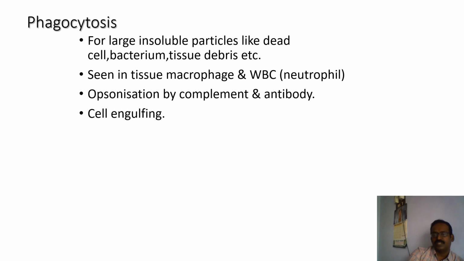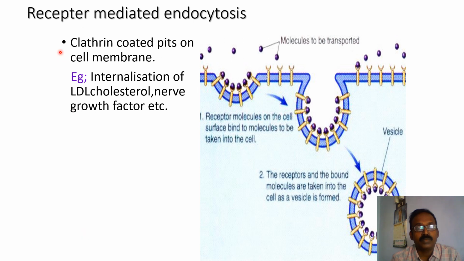Phagocytosis plays an important role in immunity. Here large insoluble particles like dead cells, bacteria, and tissue debris are engulfed by the tissue macrophages or WBC. It is called cell eating, or cell engulfing, by opsonization. Opsonization means attracting the bacteria by some chemical substances, by complement and antibody. Phagocytosis means cell eating.